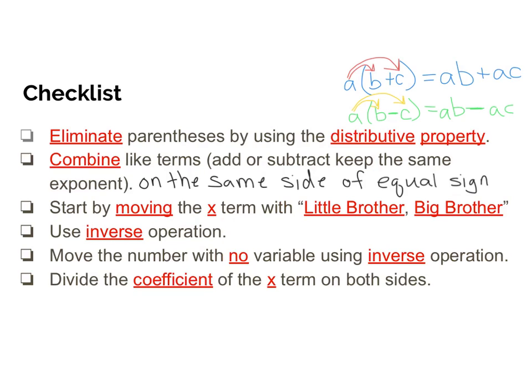The next step that we have is we're going to start by moving the x term with little brother, big brother. Thinking of this, little brothers always want to go and hang out with their big brothers. The big brothers are always cooler, whatever. And so we're going to move the smaller coefficient to the larger coefficient.